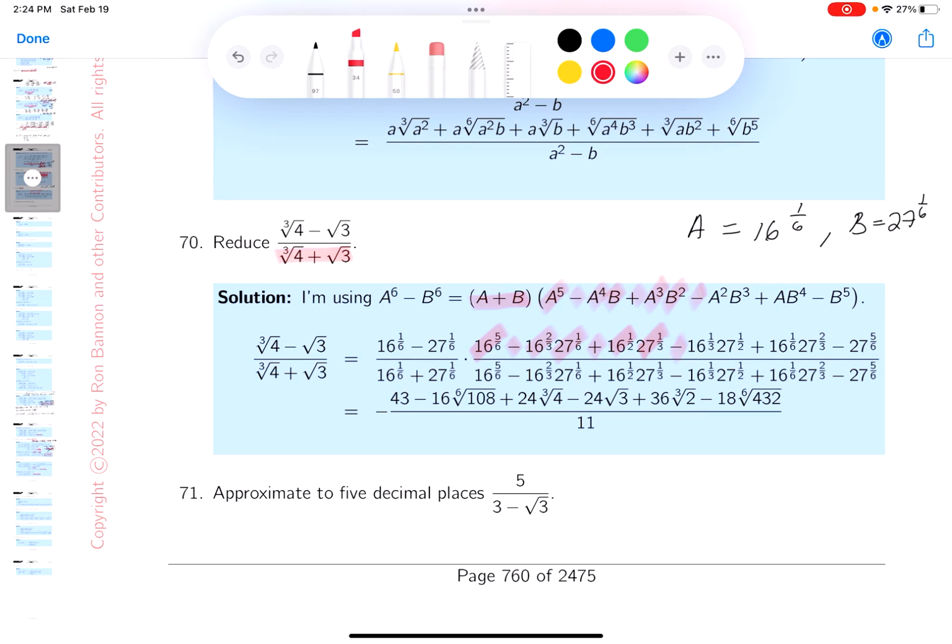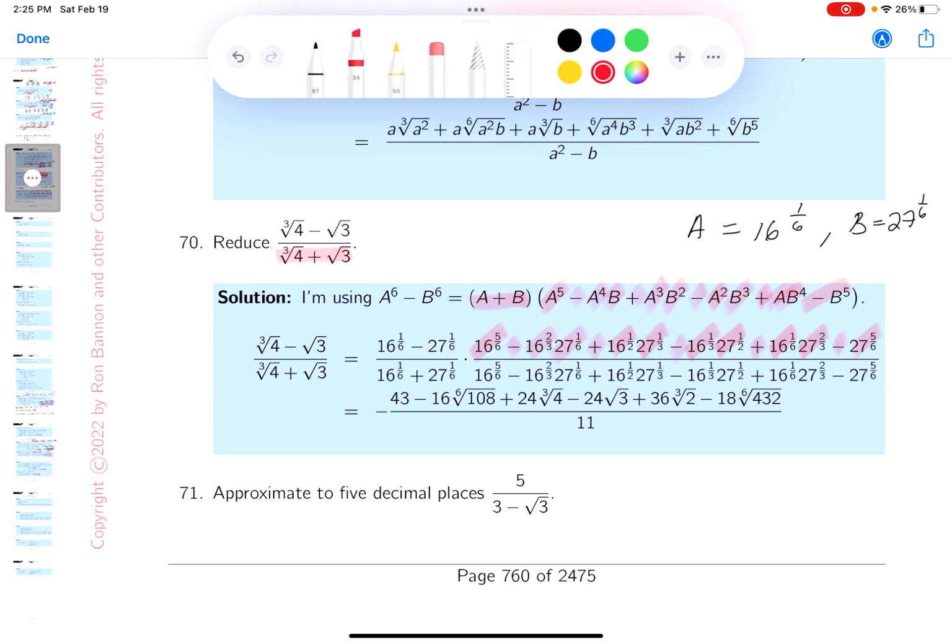Let's keep going. Minus A squared. That will be 16 to the 2/6 or 16 to the 1/3. Let's do B cubed. That's 27 to the 3/6 or the square root of 27, 27 to the 1/2. Plus. Well, now it's going to be A, which is 16 to the 1/6, times B to the 4. That's 27 to the 4/6 or 27 to the 2/3. Then we put the last term down, which is minus 27 to the 5/6.